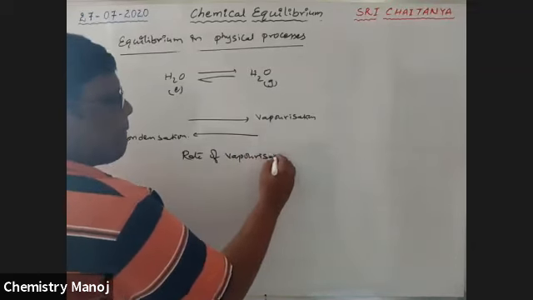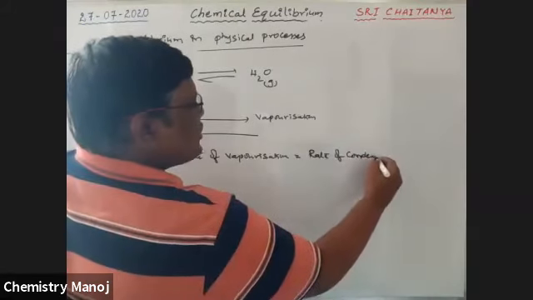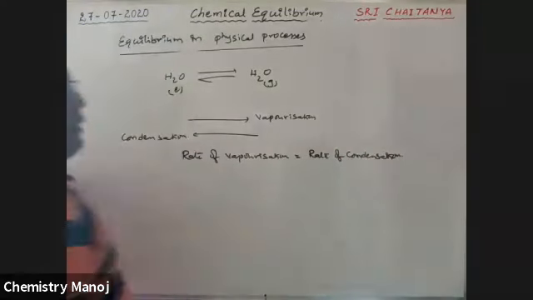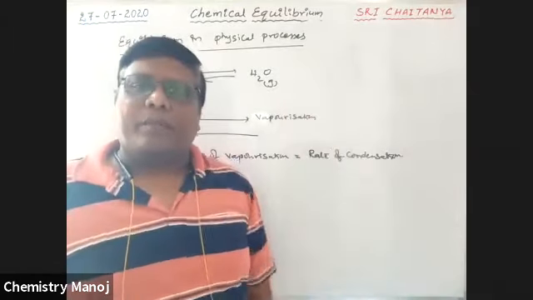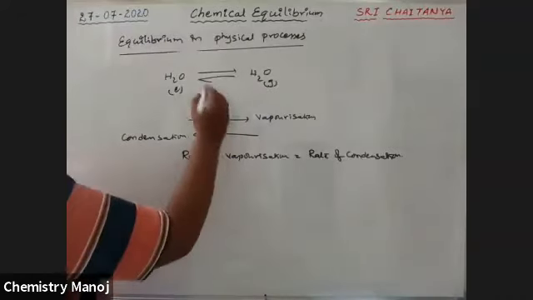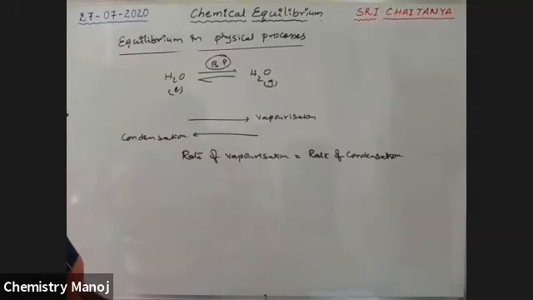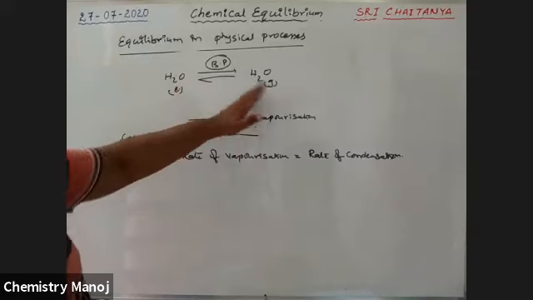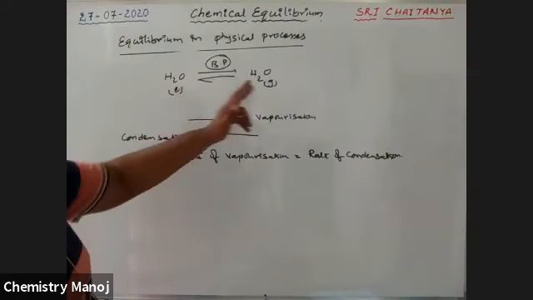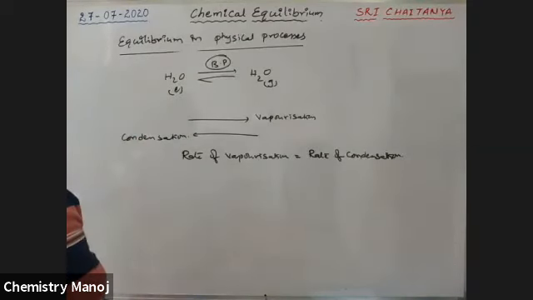So here, the rate of vaporization is equal to the rate of condensation. That particular state is called the equilibrium state. So liquid changes to vapor; there it is the boiling point. The temperature at which both liquid and vapor exist in equilibrium is called the boiling point of that liquid.